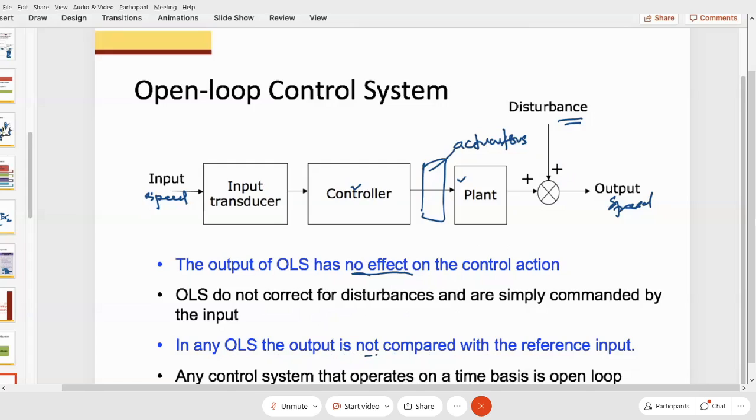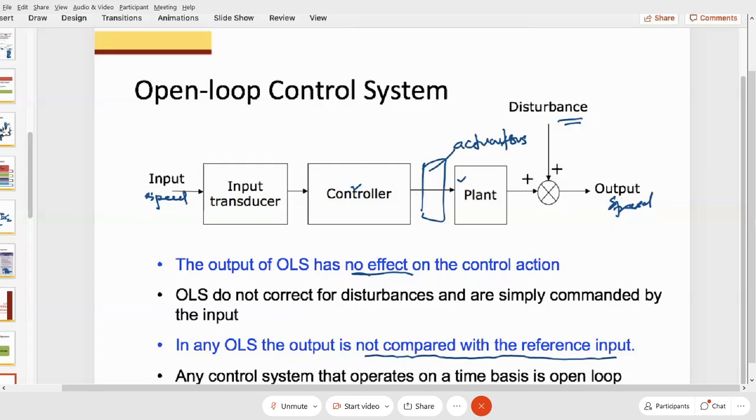So this is very important. Your output is not compared with the reference input. So you just give the input, you get the output. We do not measure the output. Is that the same as your input set point or not? So that is the open loop control system.